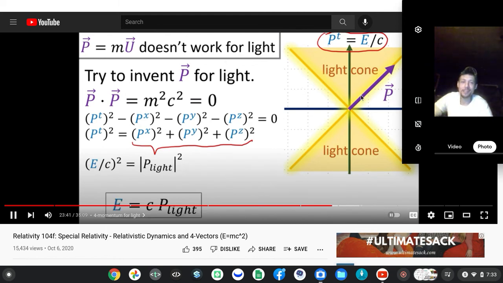Okay, so for light, which is massless, the energy of light comes from its momentum. We've got to put it together. Its mass is somewhere in here.